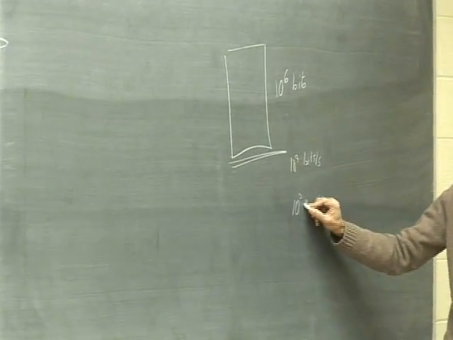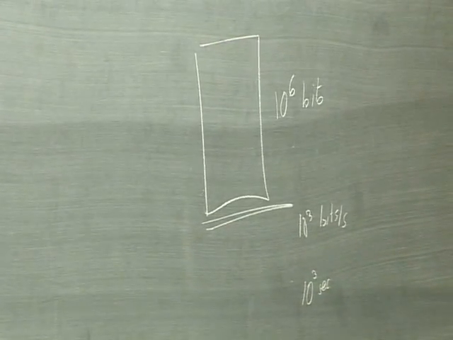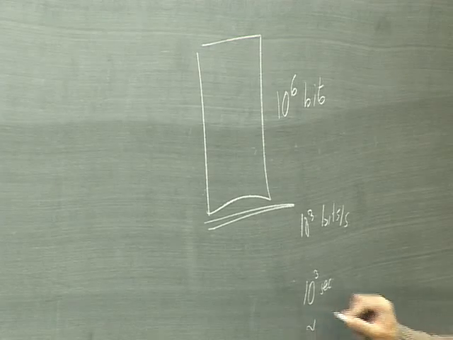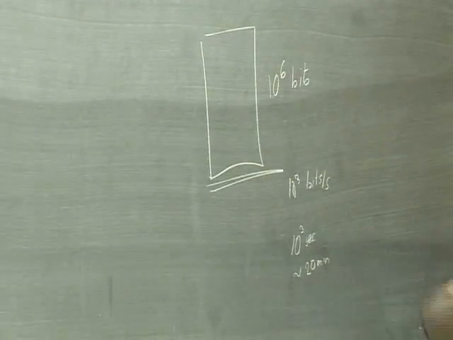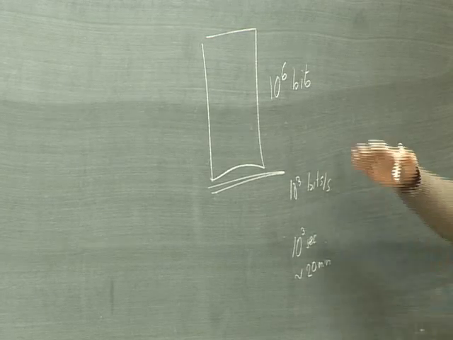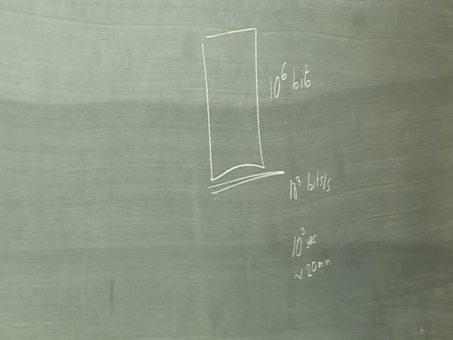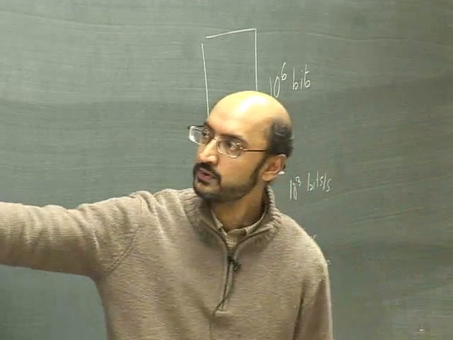10 to the 3 seconds is 1,000 seconds, which is approximately 20 minutes. So this 10 to the 6 bits is going to take me 20 minutes to send. That's delay, because until I get the whole file, I can't do what I'm supposed to do with it. So the link throughput adds a delay.